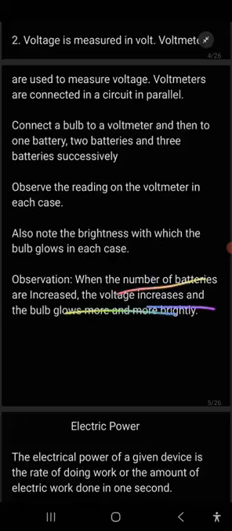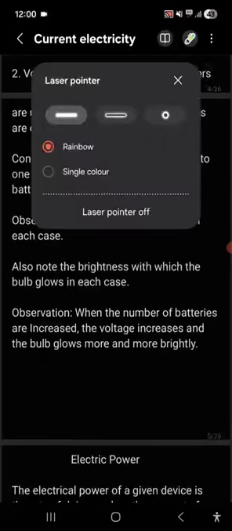Okay, and then the voltage increases. Yeah, let's learn the new topic.